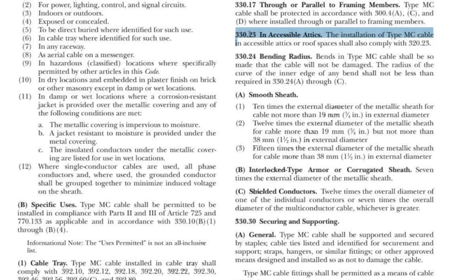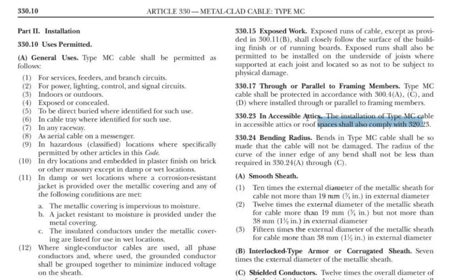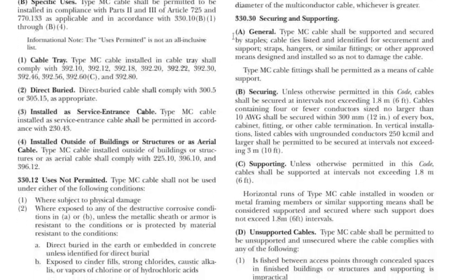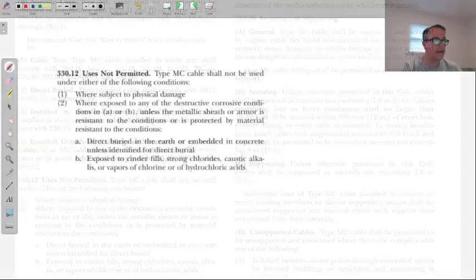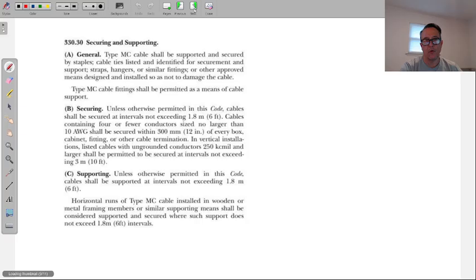All right, inaccessible attics. Like if the question says, can I put them in attics? Well, then you can find it in these code sections. I'm hitting the important ones, which drops us down to 330.30, which is how to support this thing. And if you ask me what's the most important thing about running conduits, it's how to support it.